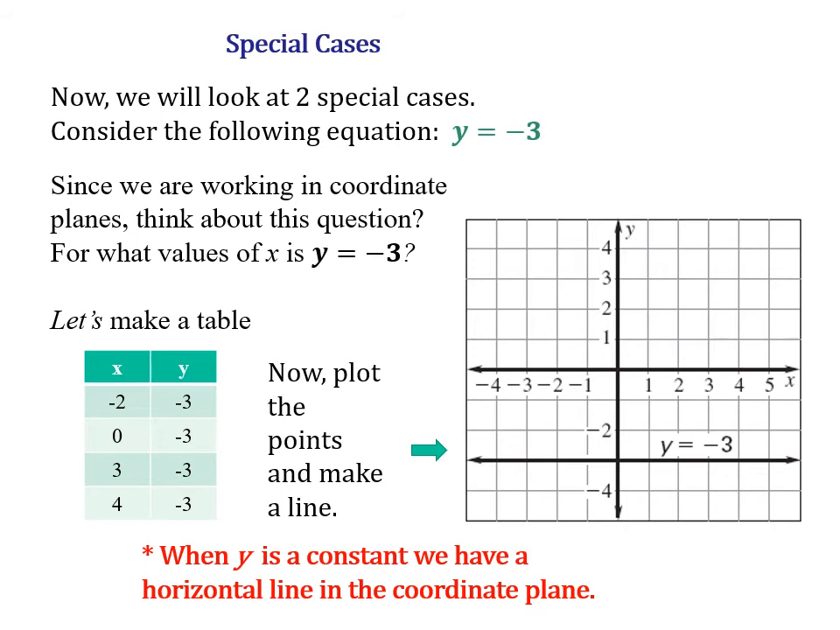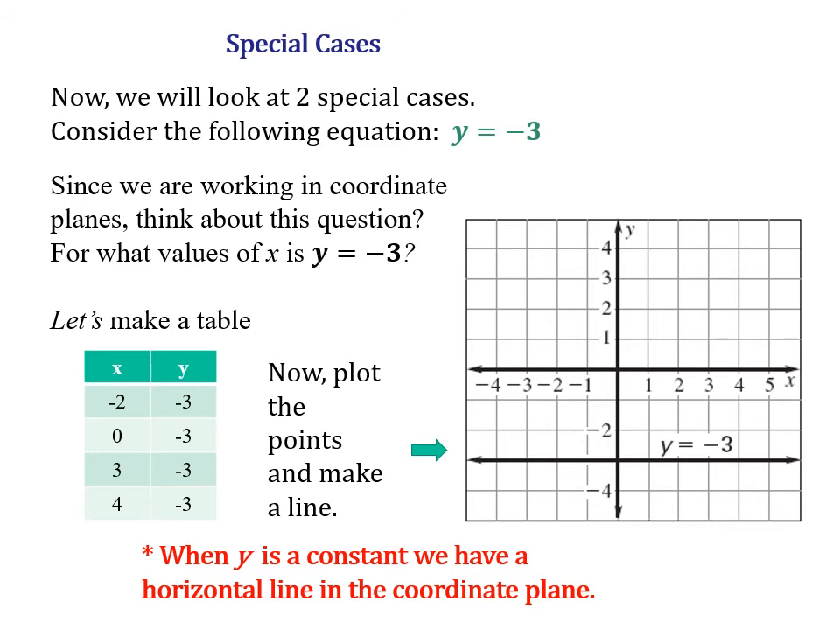For what value of x is y equal to -3? Yes, I realize there is no x in that equation. So no matter what I pick for x, let's look at the table. I've picked -2, 0, 3, and 4. No matter what I pick for x, y is going to be -3 because y is not affected by the value of x. Now let's plot these points and make a line.